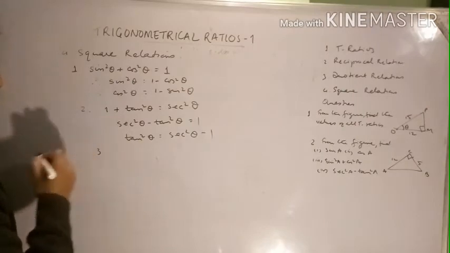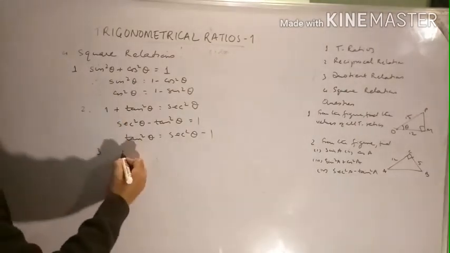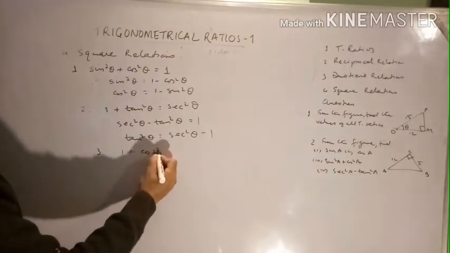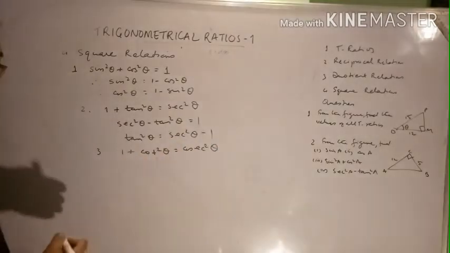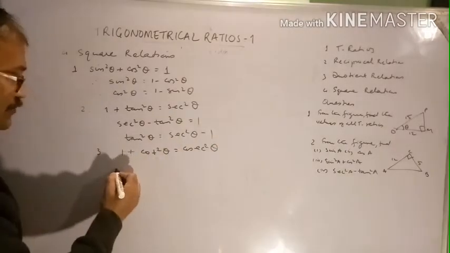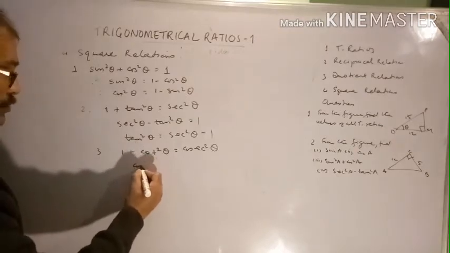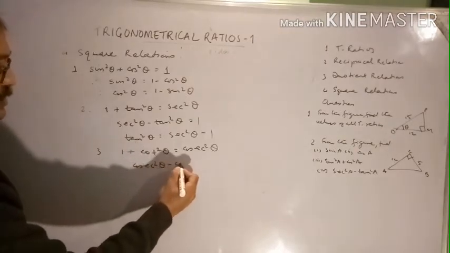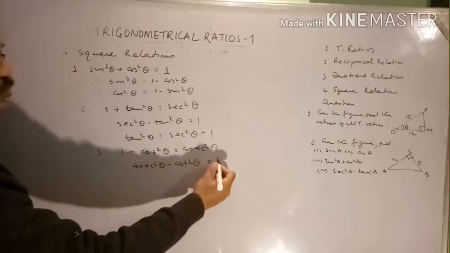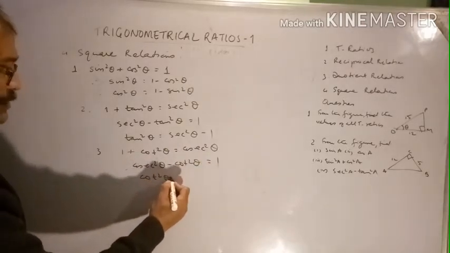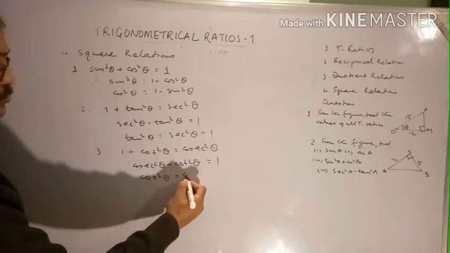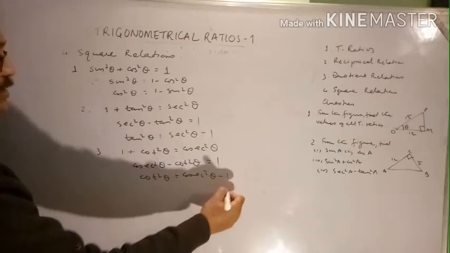Then we have one more set, 1 plus cot square theta equal to cosec square theta. This gives you cosec square theta minus cot square theta equal to 1, and cot square theta is equal to cosec square theta minus 1.